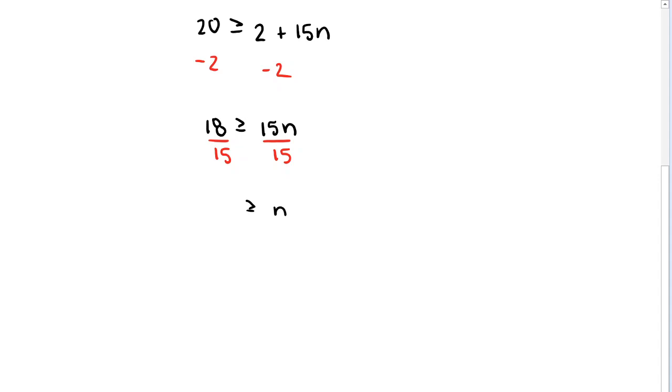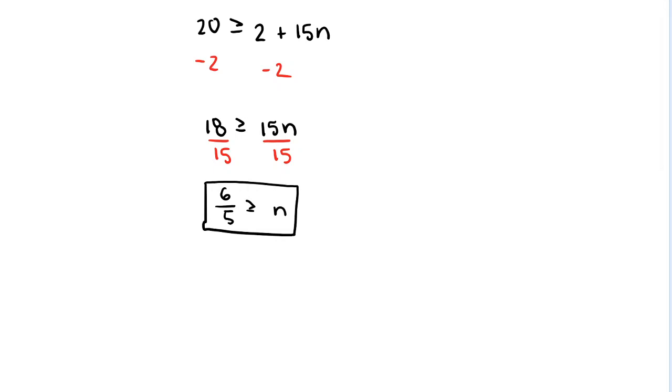And then 18 over 15, there's a common factor in the numerator and denominator of 3. So I can divide that out. 18 divided by 3 is 6, and 15 divided by 3 is 5. So 6 over 5 is greater than or equal to n. So this is the solution set to our inequality.